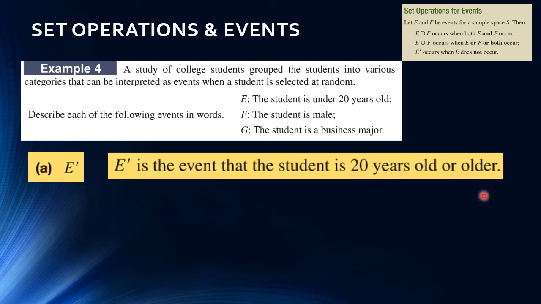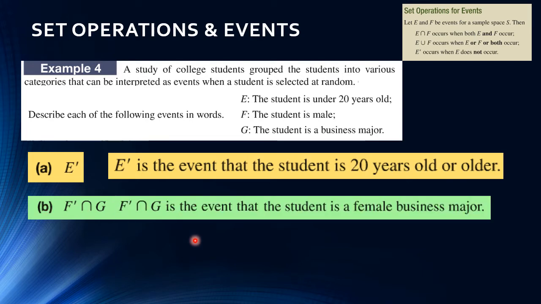So be careful. Let's look at B. F not intersection G. F is male, so F not is female, okay? Remember that both of these have to occur for intersection, and G is a business major. So we're looking for a non-male business major, or a female business major. Of course, in today's day and age, with gender language, this could be a little bit more complicated event, okay? But here we're going to keep it simple. This is a female business major.